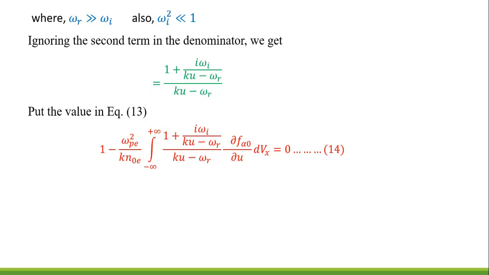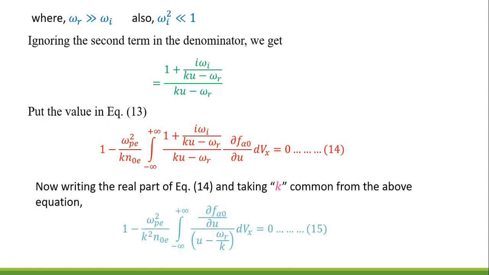Then let's substitute this value into equation number 13. Equation number 13 will now look like this in equation number 14. And if we take omega pe square, and take k common from here to make it k square, inside the integral will be partial f alpha naught over partial u, dvx, divided by this combination ku minus omega.